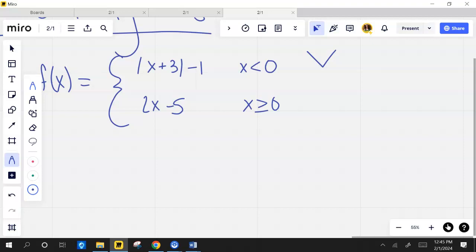This is just a line. Starts where? Negative 5, and then the slope is 2. Up 2 over 1, yes? All right. Let's see what happens when we graph it.